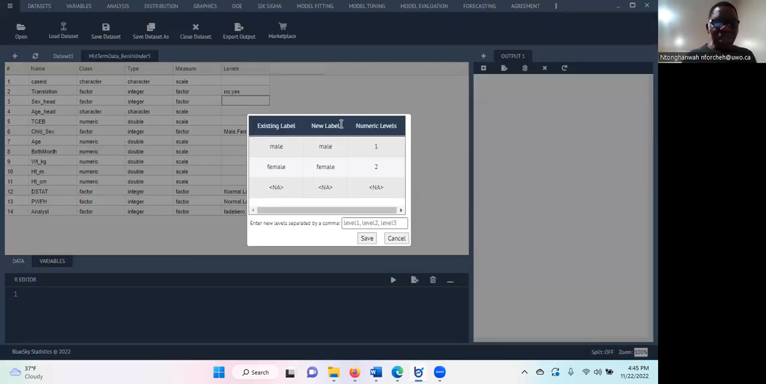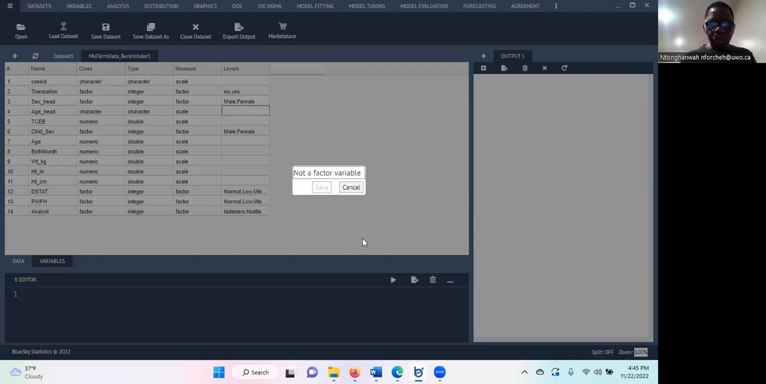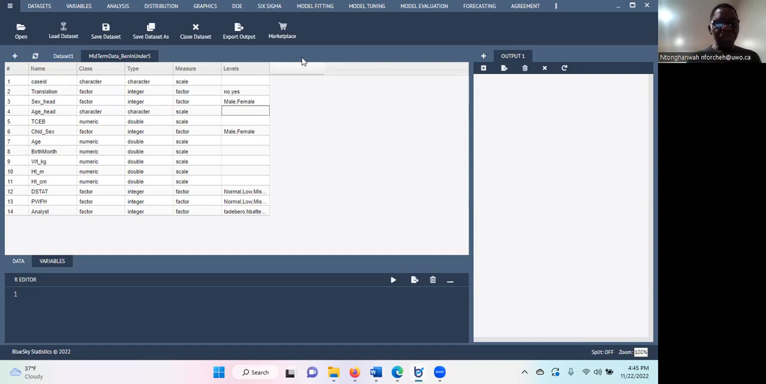Here we also change this one to be capital. They're consistent: capital Male and capital Female. This is how you label: go to variable view, and go to levels and your labels.